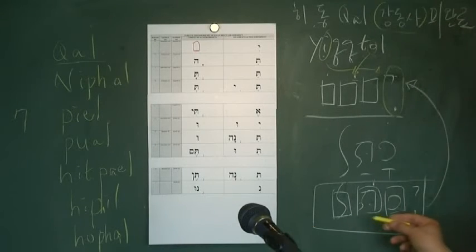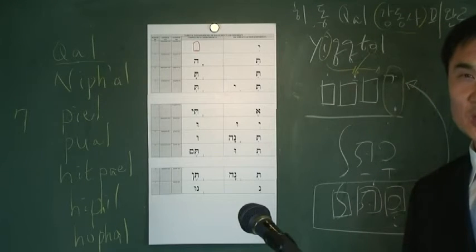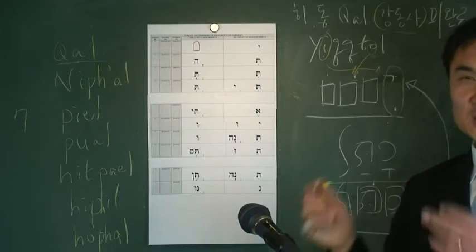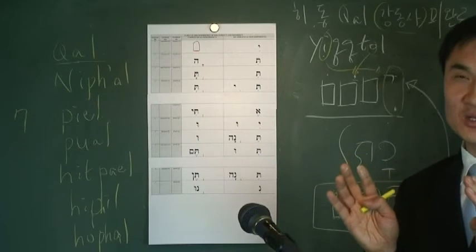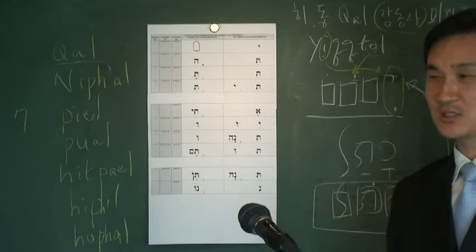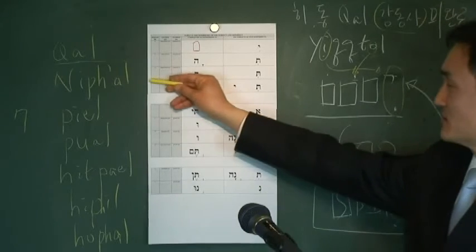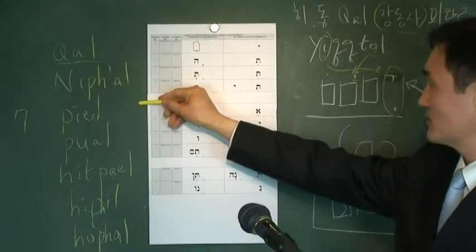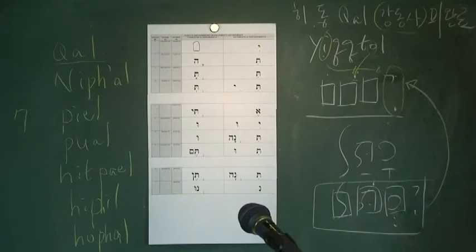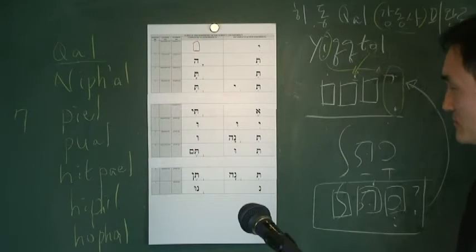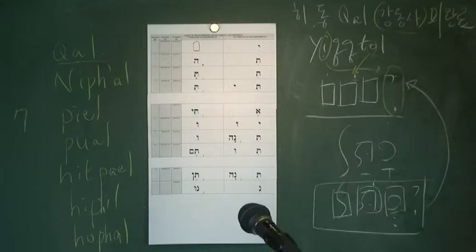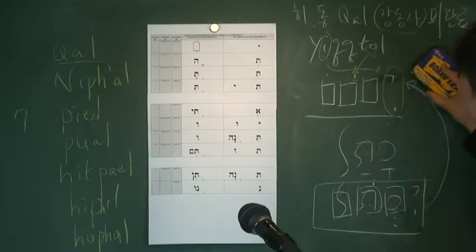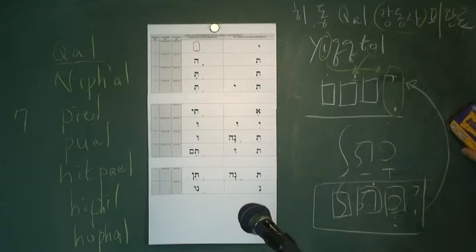Yikatel, the imperfect form of Nifel. Yakatel, the imperfect form of Piel. Yakutel, the imperfect form of Pual. Yitkatel, the imperfect form of Hifpael. Yaktil, the imperfect form of Hifil, and Yoktal, the imperfect form of Hofal, are all models of the imperfect form.